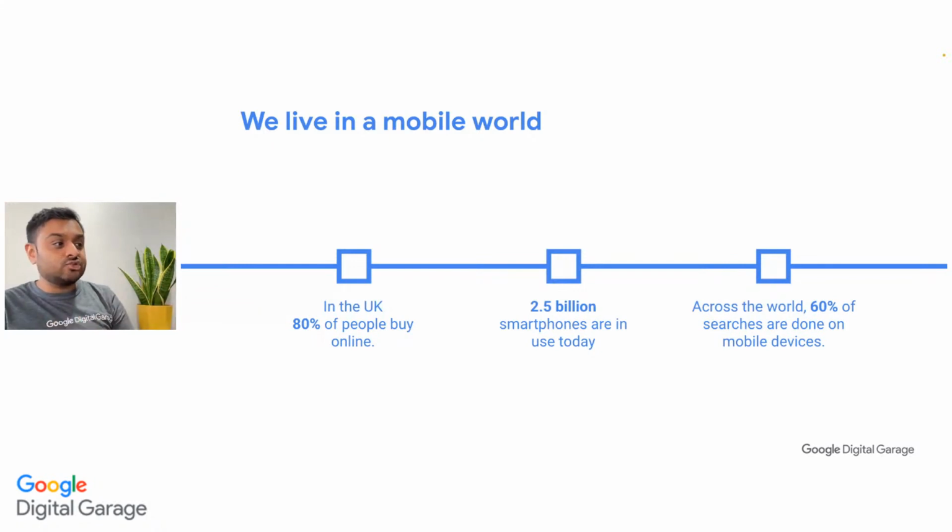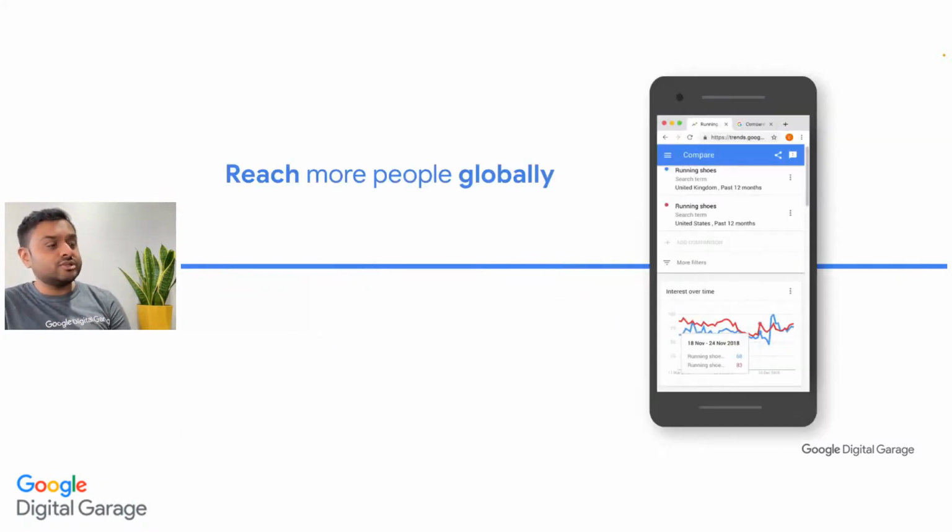You can also see that there are 2.5 smartphones in use today. And also, crucially, from a business perspective, worldwide, 60% of searches are actually carried out on mobile devices. So it's very important to be aware of that factor. Anything that we create as an online presence, we want to make sure that it's mobile friendly straight off the bat. So some of the opportunities that you mentioned was reach.